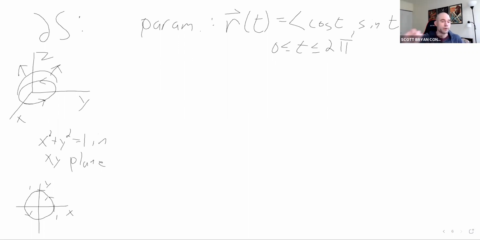The orientation was important. If we gave S the opposite orientation, then we'd be going around clockwise. There are different ways to do it, but you could just switch the two. You could say x is sine t, y is cos t. That's going to go around clockwise. Or you can change the sign on one of them. You could say x is negative cos t, y is sine t, or x is cos t, y is negative sine t. All of those will switch the orientation. But x is cos t, y is sine t goes around counterclockwise. Okay, that's our boundary curve.